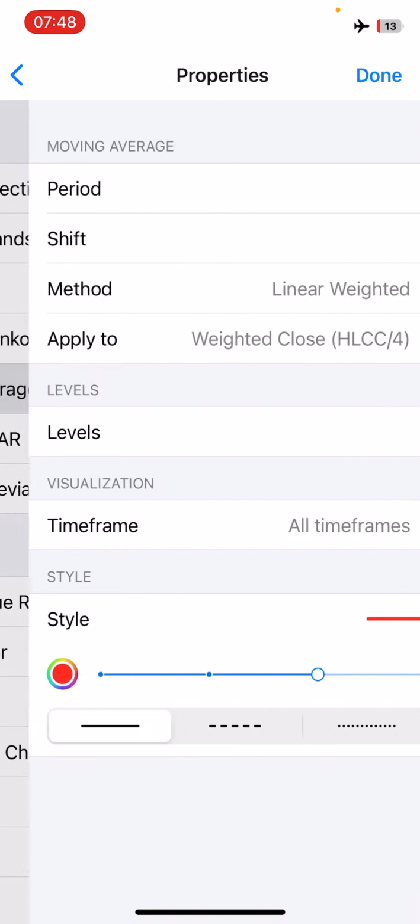The market structure has changed, because this red line acts like our trend line, right? So we can all agree that if we have something like this, it's the same as having that red line.